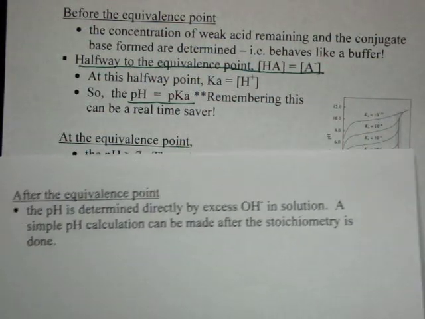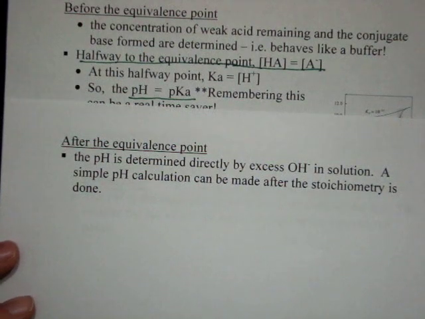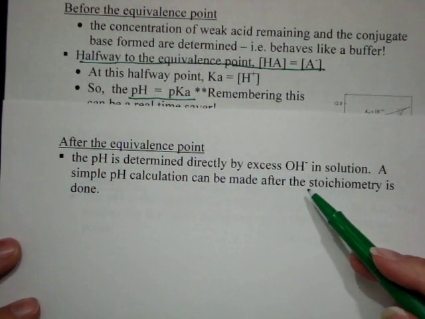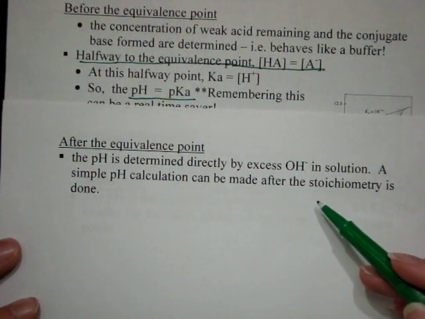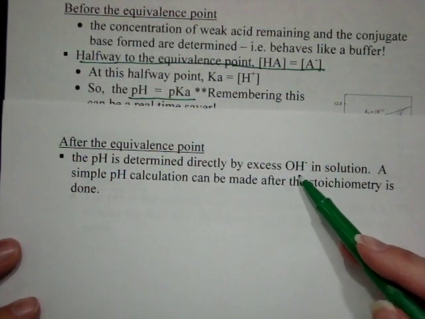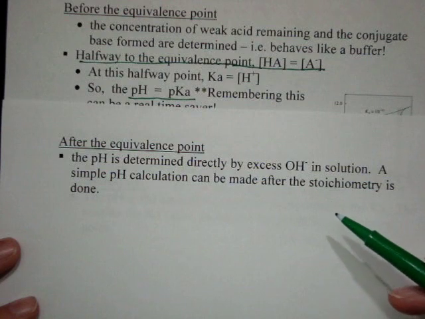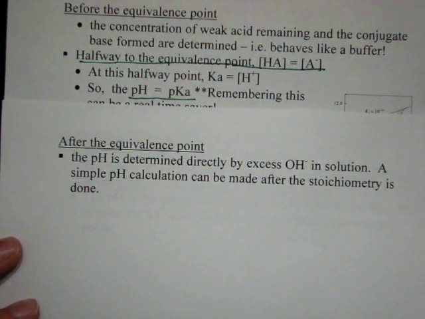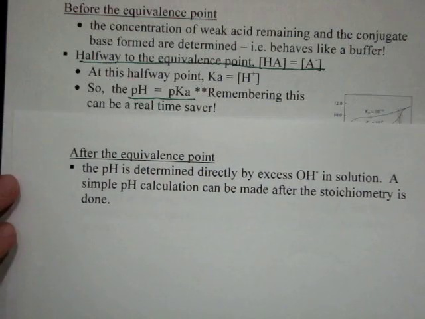And then finally, after the equivalence point, you will have used up all of the acid, and you'll have excess hydroxide. That one you can get the excess hydroxide concentration, get pOH, and then just go straight into pH. So there's a lot of different things that you have to consider in these types of problems.